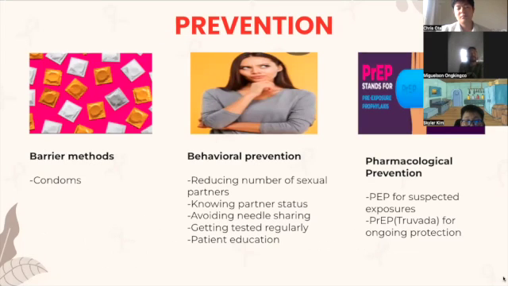Okay, so in terms of prevention, there are several different ways. As you've probably already heard, there are barrier methods, so male and female condoms; behavioral prevention, so abstinence, reducing sexual partners, regular testing, knowing your status as well as your partner's status, and patient education; and pharmacological intervention. This is one of the most important. So getting PEP, post-exposure prophylaxis, and PrEP, pre-exposure prophylaxis, so Truvada. These are both important for preventing a person acquiring HIV. Both of these drugs help prevent the virus from multiplying in your body and destroying your CD4s.